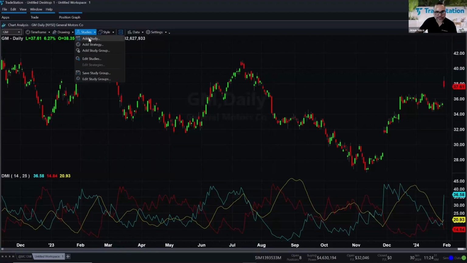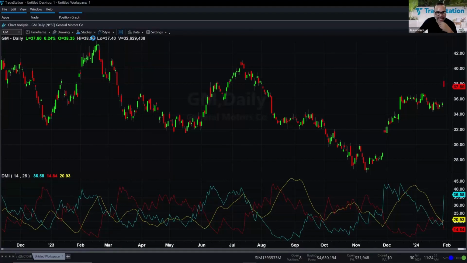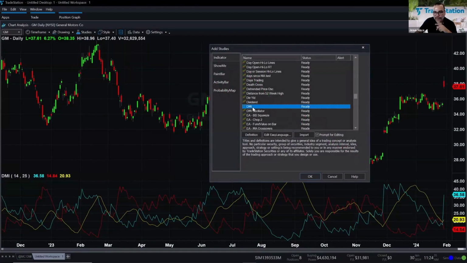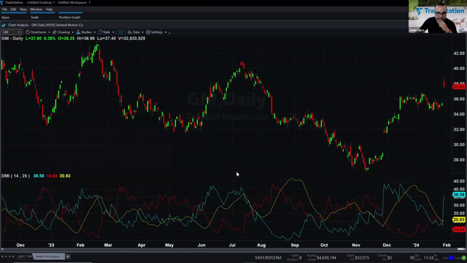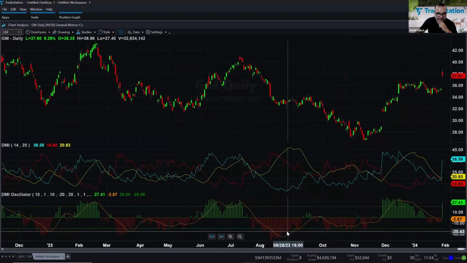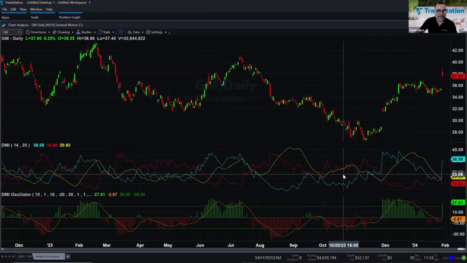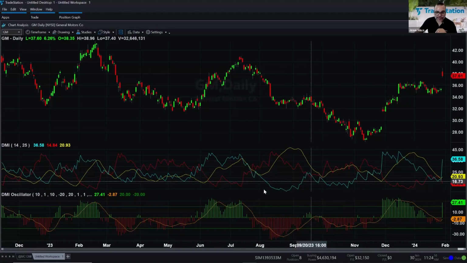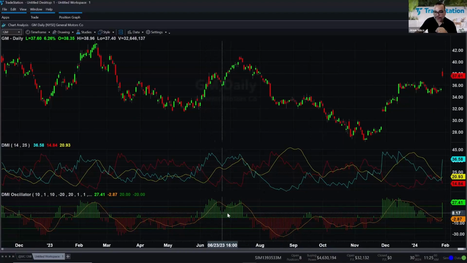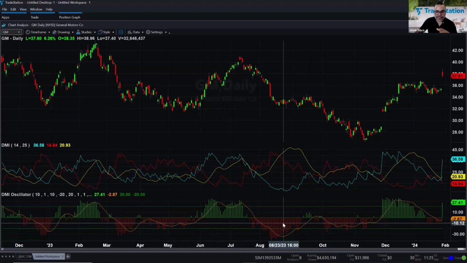If I go to studies here on my TradeStation chart and click on Add Study, you have the DMI original indicator, and then you have the DMI oscillator, which is similar to the DMI, just a different visual. Let me put it on the screen so you can see it. It takes the DMI plus and the DMI minus and plots the difference. You see the green and the red histogram? That is just the difference between the DMI plus and the DMI minus.